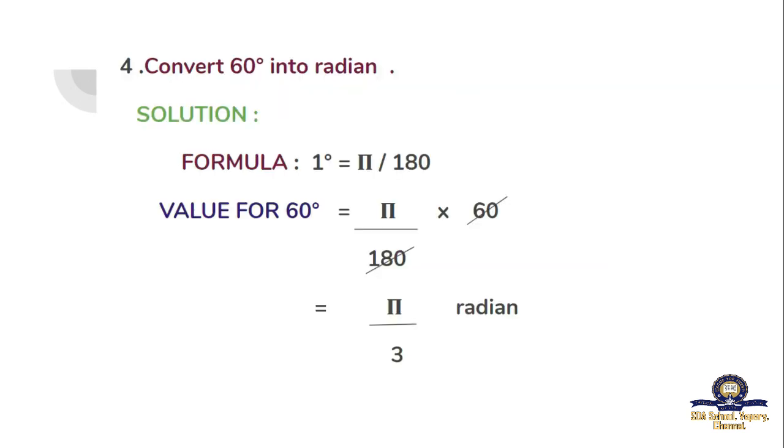The next problem is convert 60 degree into radian. Here they have given the formula for 1 degree. The formula for 1 degree is pi by 180. Now we have to find out the value for 60 degree. So we have to apply that formula. So the formula is pi by 180 into 60. Cancel that 60 by 180. We will get pi by 3 radian.